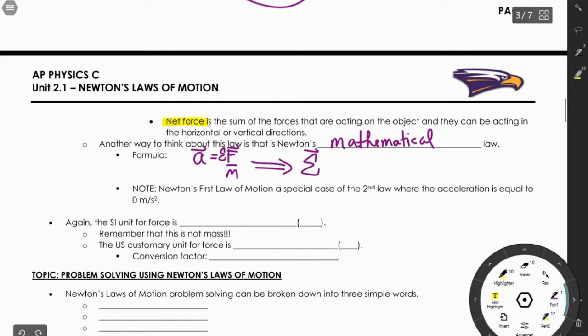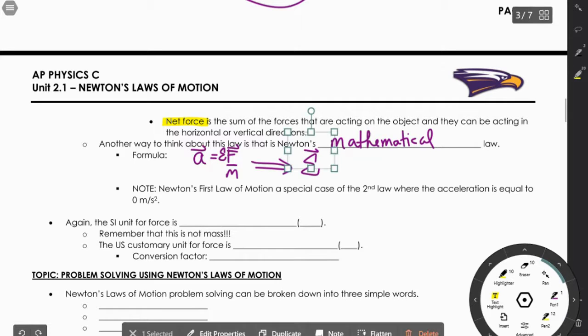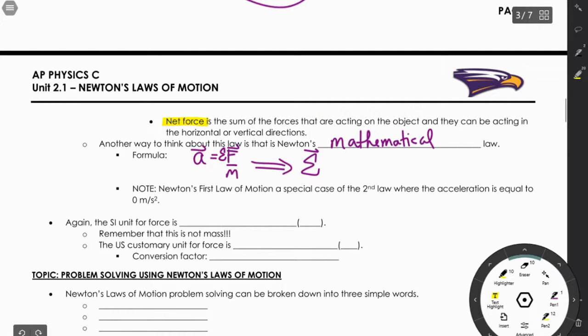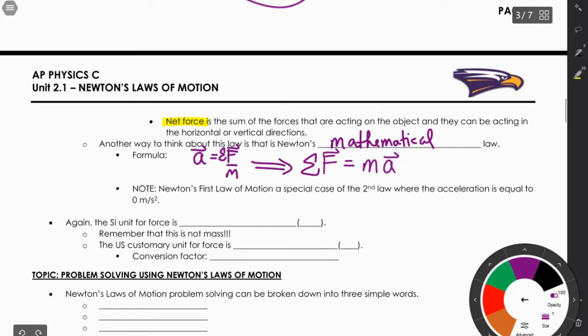Oops, sorry, I put the symbol in the wrong spot. I'm going to erase that. So we're saying that the sum of the forces is equal to the mass of the object times the acceleration.